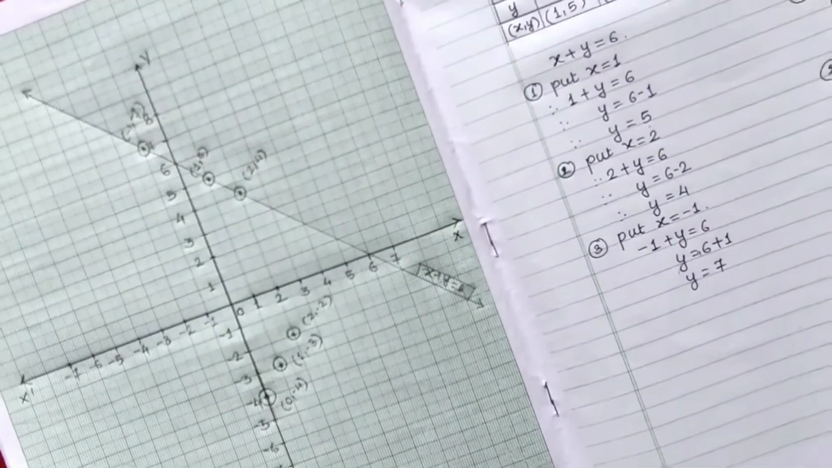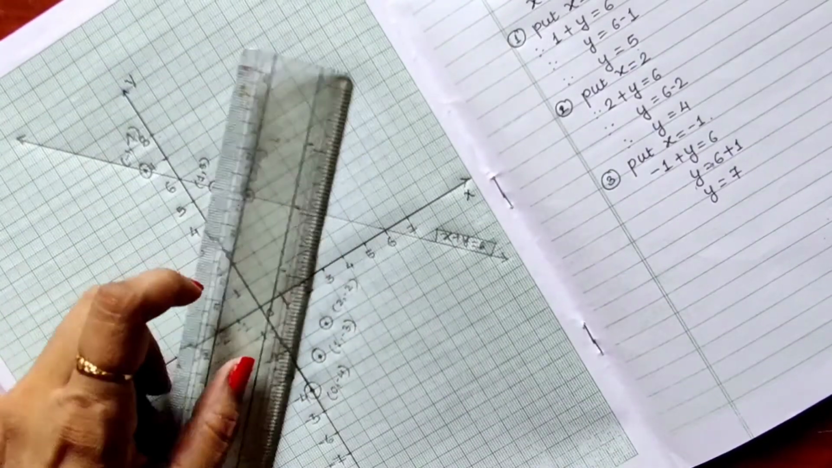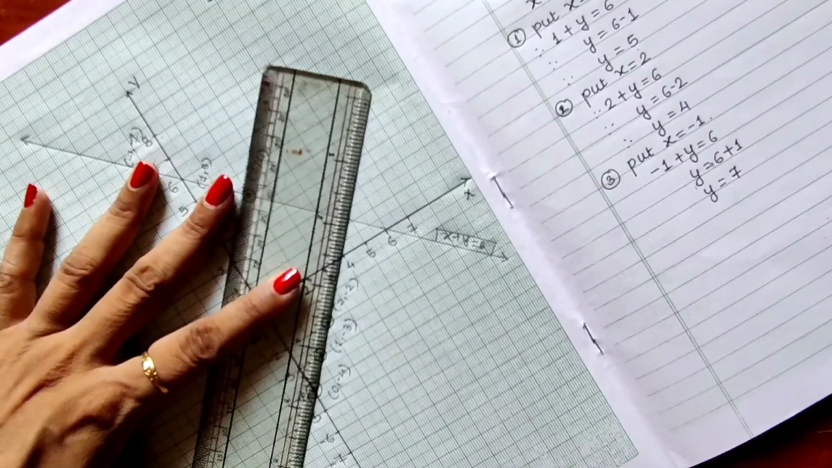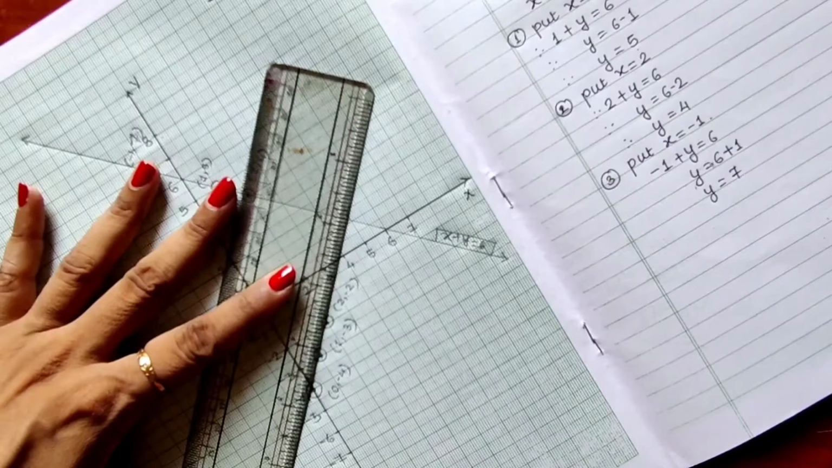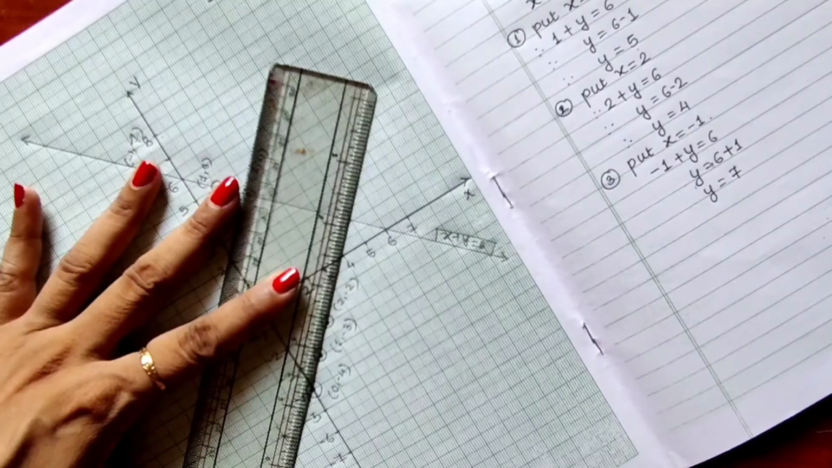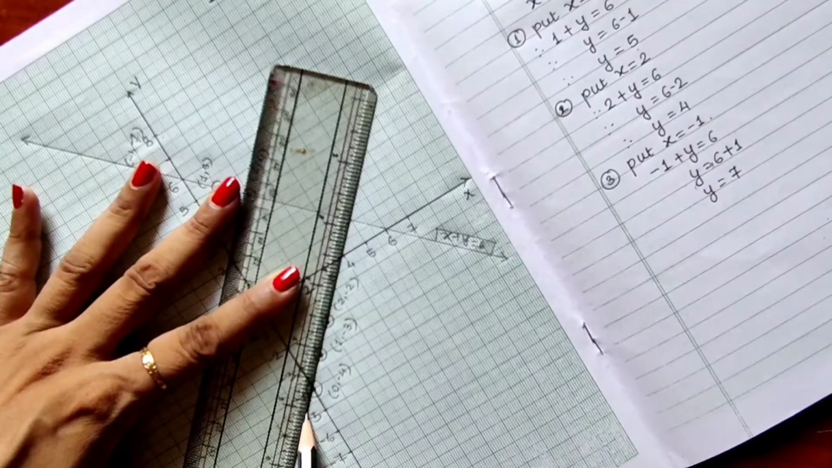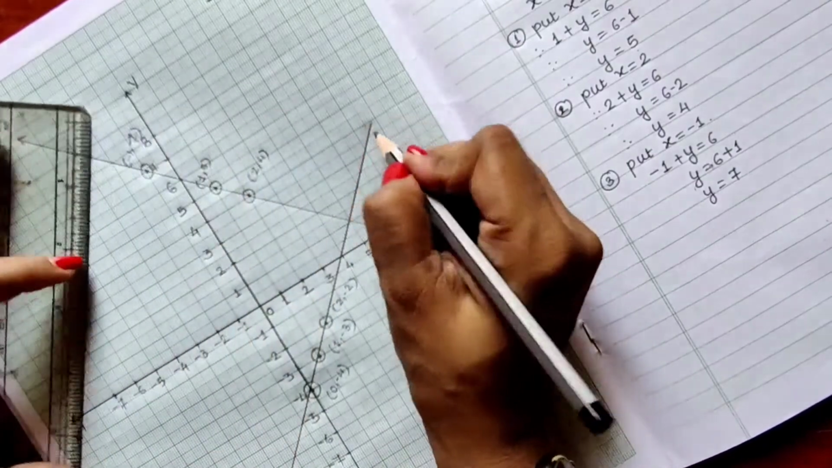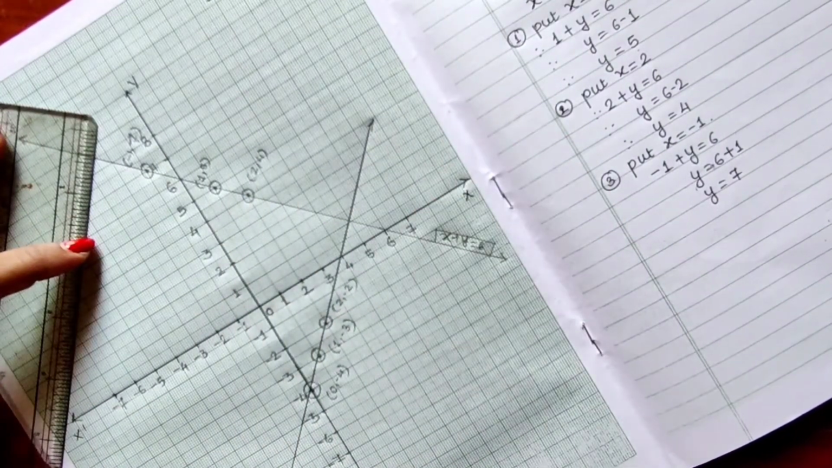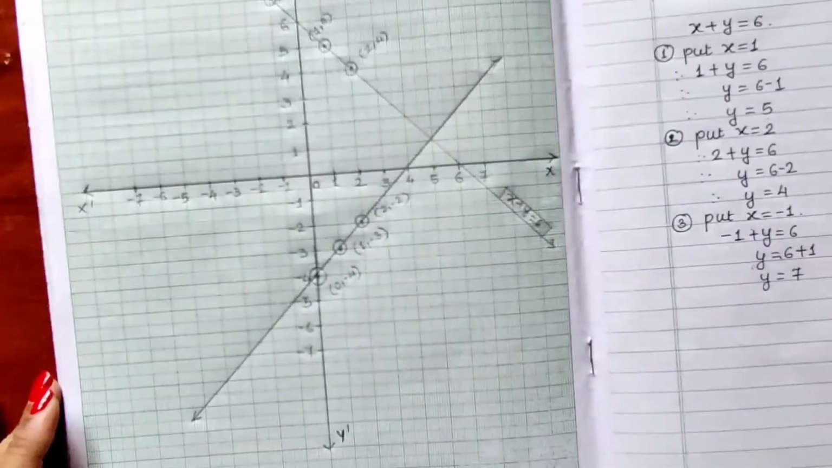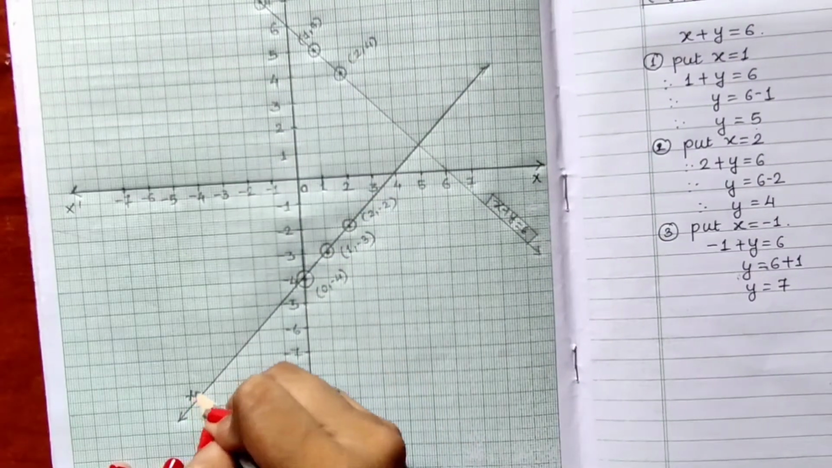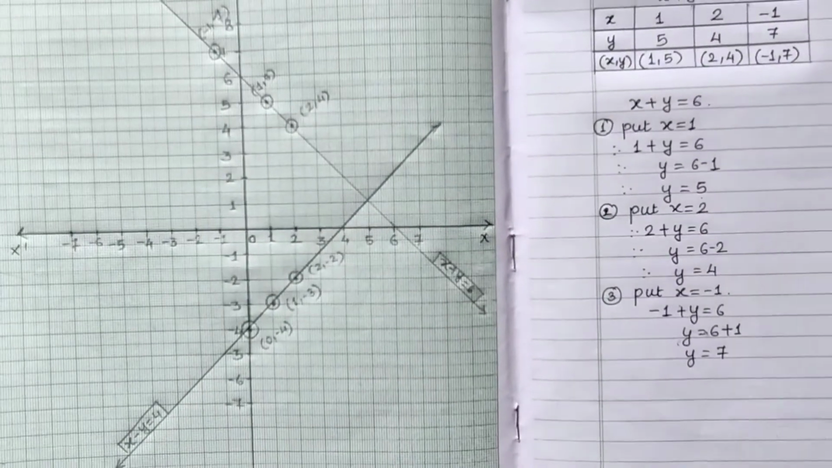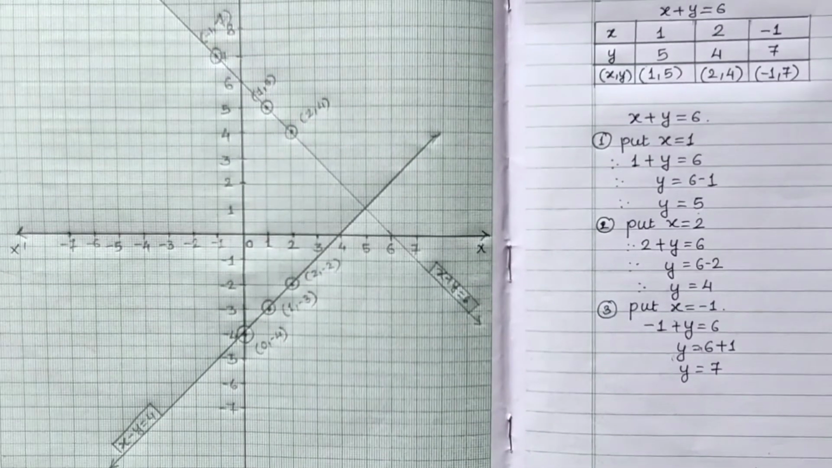We will have to draw the line passing through these 3 points. I will be drawing the line. Let us see. So this line has the equation x minus y is equal to 4. So we will be writing the equation on this line. In this way we will have to draw both these lines and we will have to see where they intersect each other.